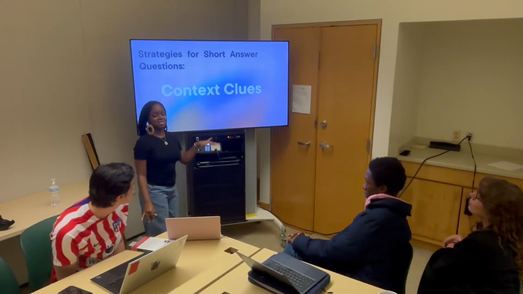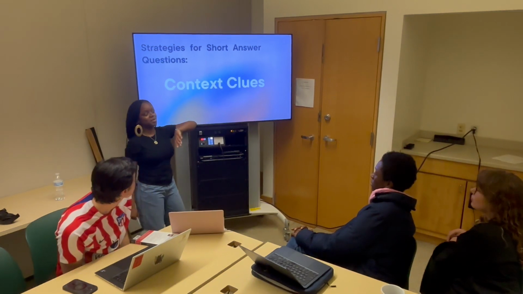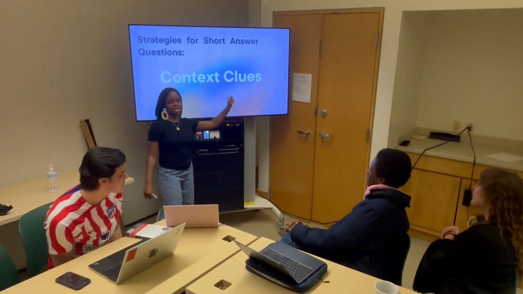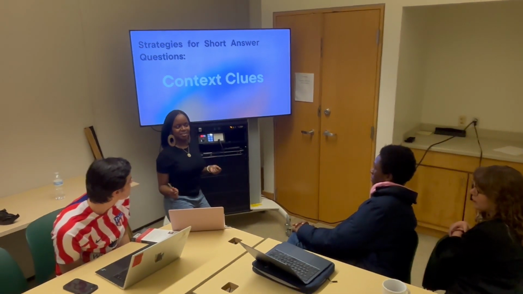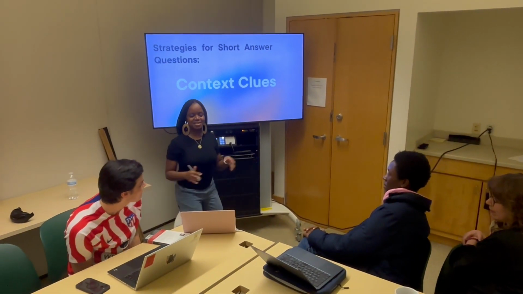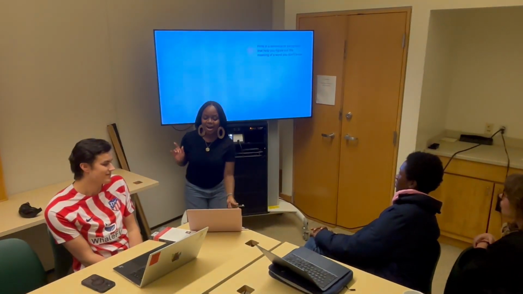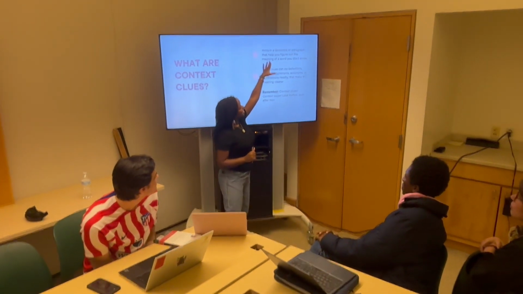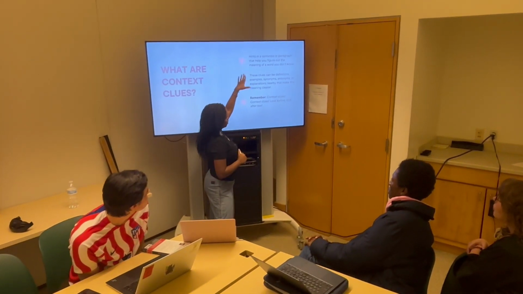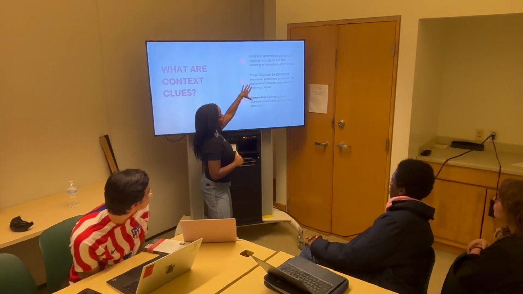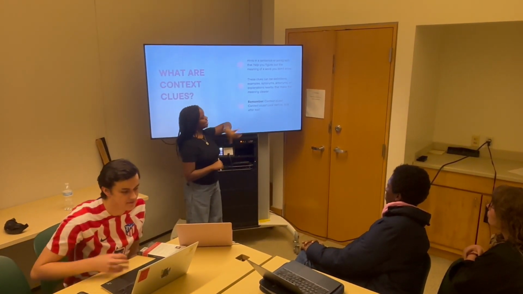Okay, everybody, so we're going to continue our discussion of strategies for answering short answer questions. And we're going to talk about context clues as our next strategy. So can anybody give me an idea of what context clues are? Anybody? Anybody? Okay, let's get into it a little bit. So context clues are hints in a sentence or paragraph that help you to figure out the meaning of a word you don't know. These clues can be definitions, examples, synonyms, antonyms, or explanations nearby that make the meaning clearer.